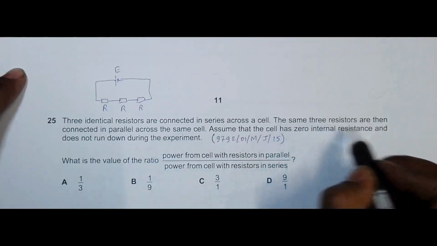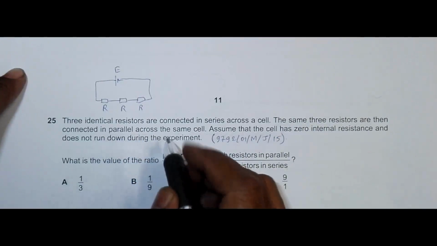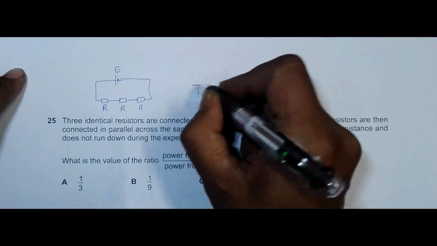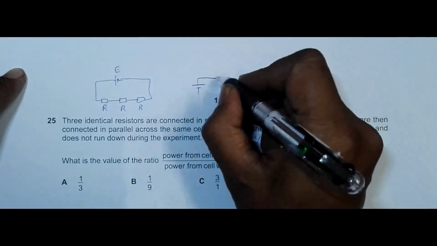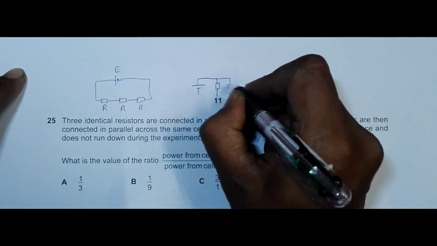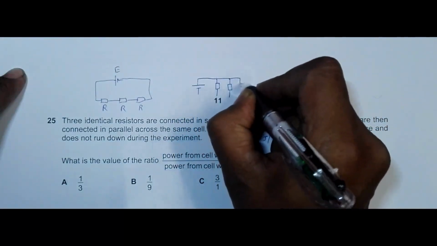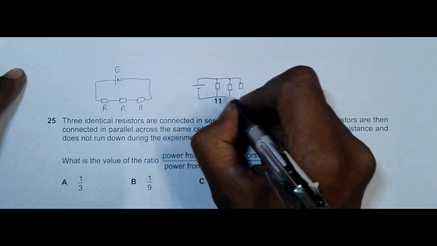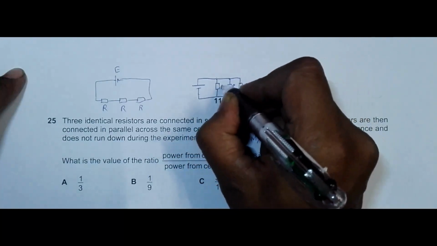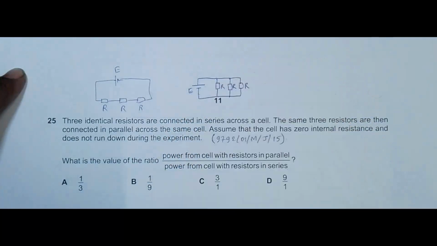The same three resistors are then connected in parallel across the same cell. So that means now we have to connect them in parallel. So in order to save space, I'm doing it like this. So we have the same resistors in parallel, 1, 2, and then another 3. So connections like this. So they are in parallel, R like this, and this is E.